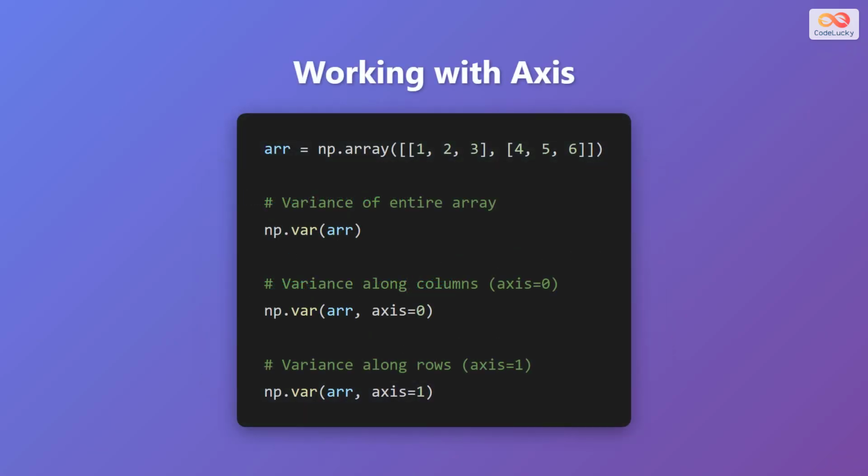For multidimensional arrays, you can calculate variance along specific axes. Without specifying an axis, numpy.var computes the variance of the entire array. Setting axis equals 0 calculates variance along columns, giving you variance for each column. Setting axis equals 1 calculates variance along rows, giving you variance for each row. This flexibility is crucial when working with matrices and multidimensional data.